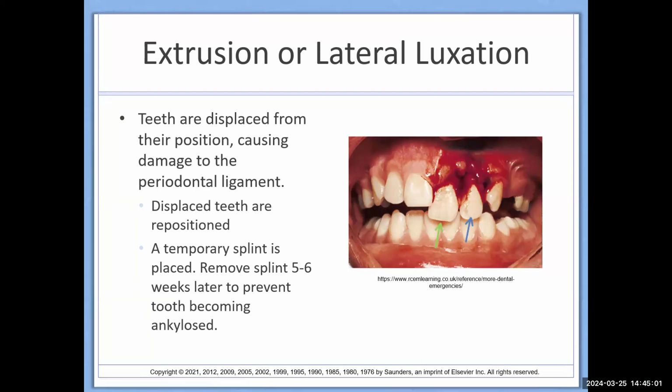So what you want to do is put the teeth right back into place, because obviously these are a little loose. So you want to push them back into place in this case, and then place a temporary splint.